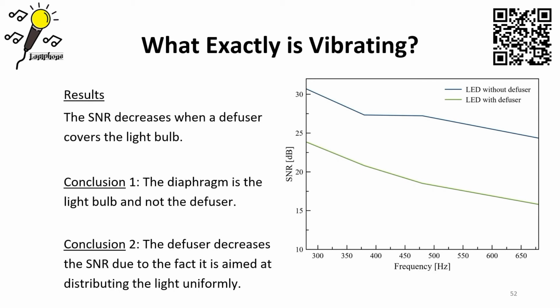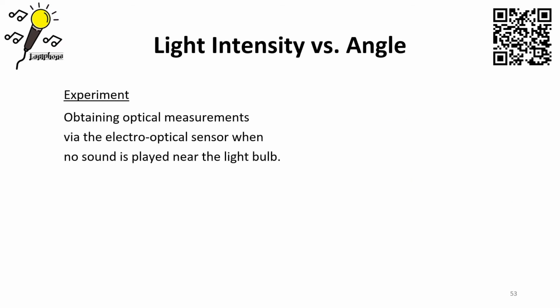Now, we ask ourselves another question: how uniformly is the diffuser able to distribute the light across the light bulb? In order to answer it, we conducted another experiment where we obtained optical measurements via the electro-optical sensor when no sound was played near the light bulb from various angles.